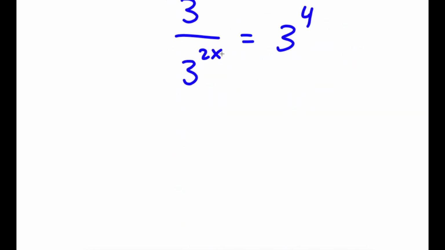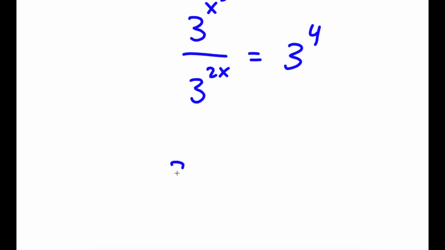Now, a to the power of m over a to the power of n, that's equal to a to the power of m minus n. So this is equal to 3 to the power of x to the power of 3 minus 2x, which is equal to 3 to the power of 4.